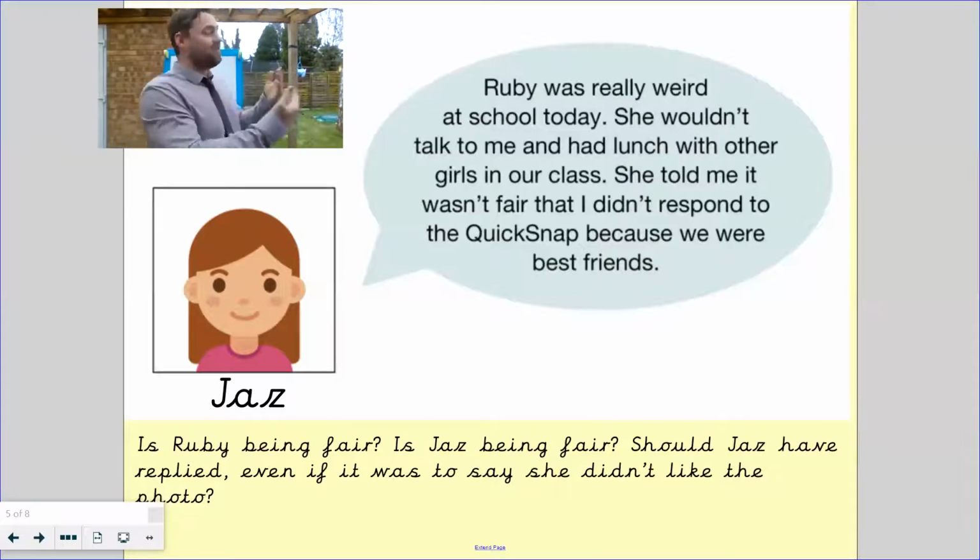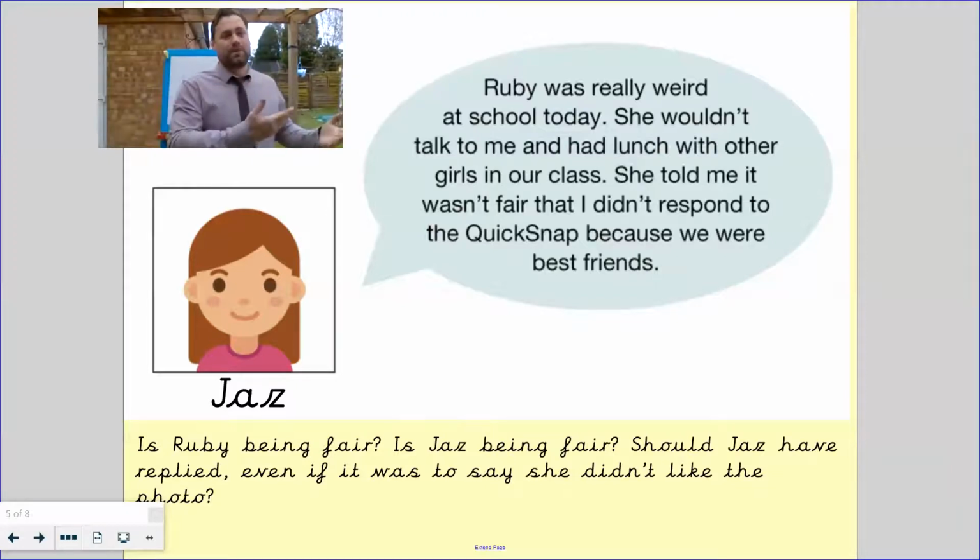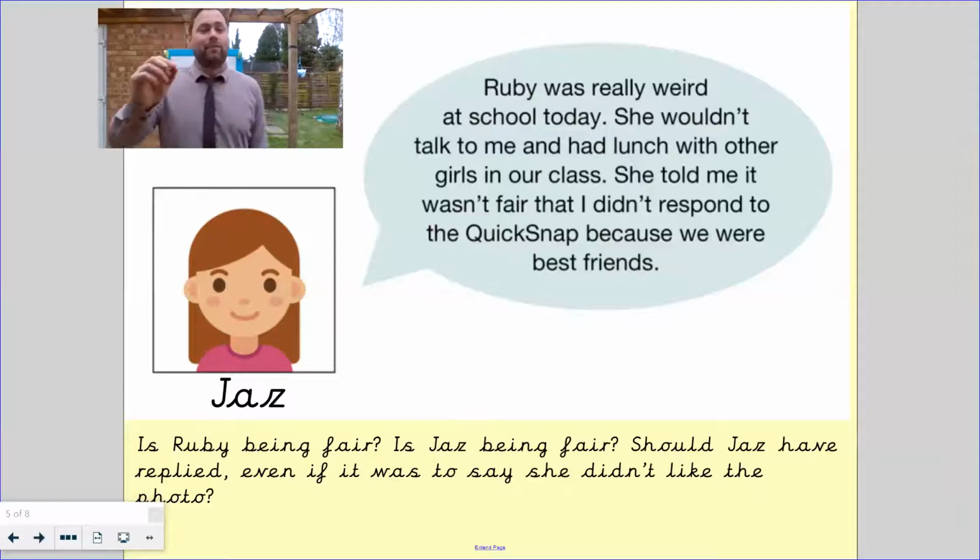Okay, if you were talking face to face, you would expect a response straight away. But the difference here, you're not speaking face to face. And there may be some factors playing here as to why Jazz could not respond to the message straight away. If she didn't like the photograph, yeah, she could have responded saying, oh, I don't find that funny. Not a problem. But there must have been a reason as to why she didn't respond. And what Ruby is now doing, she's now excluding Jazz from her group. She's having lunch with other people in the class. She's not talking really to Jazz. She's being really weird with Jazz.